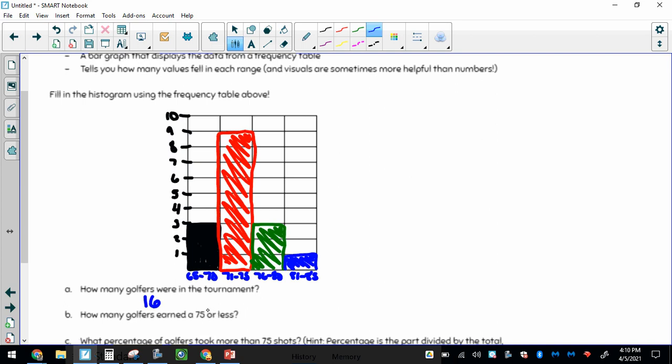You can count the height of each bar and add them all up. Over here, when it said how many golfers scored a 75 or less, now this one is going to be inclusive. We're including that 75 in there. Well, this red bar scored 75 or less. So is this black bar here. So 3 plus 9 would make 12.